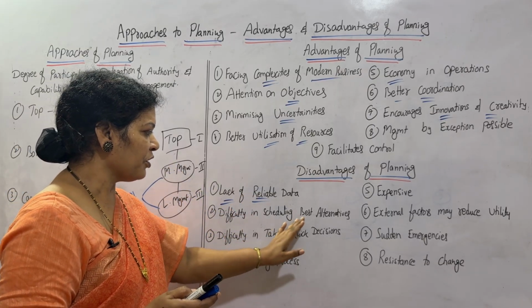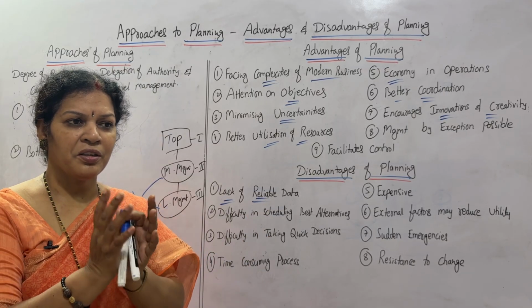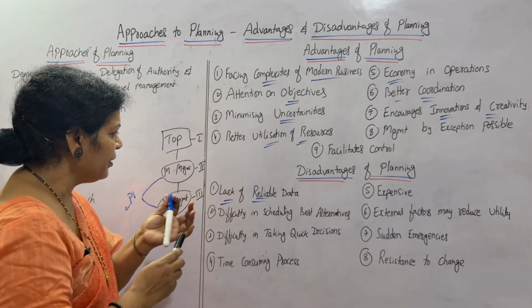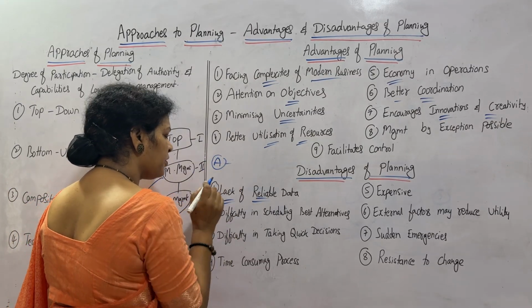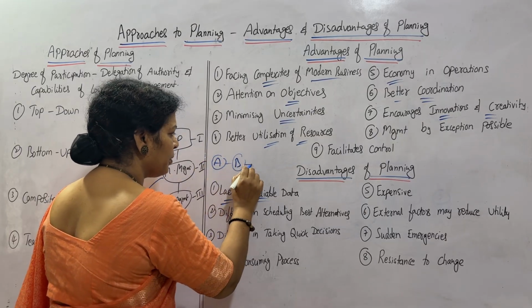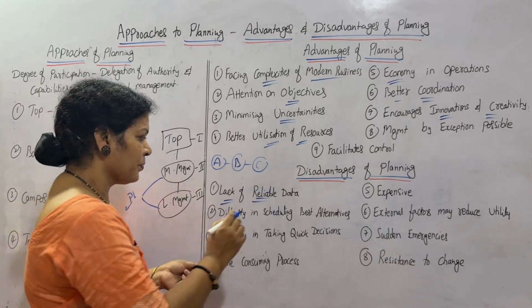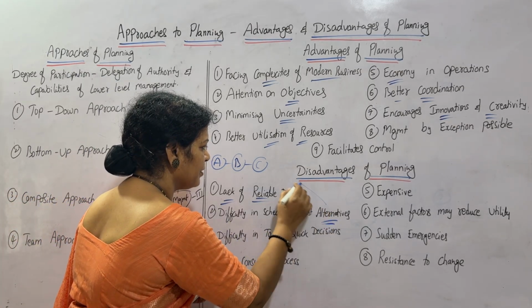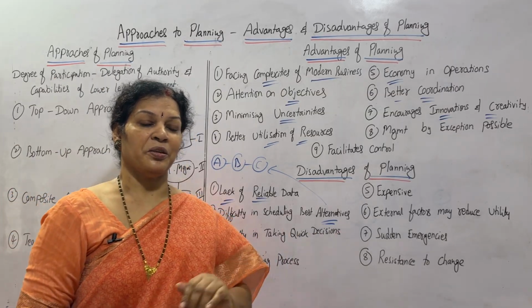And difficulty in selecting the best alternatives. Planning does not always mean only one plan. Plan A, plan B, like that. If plan A is not going to work out, plan B. If this is also not going to work out, plan C. We will always have alternatives. It is difficult to choose the best alternative.